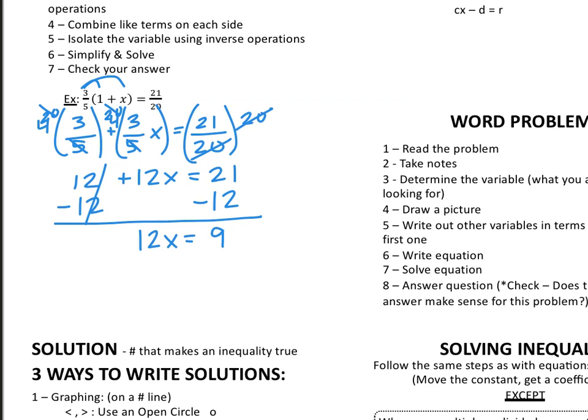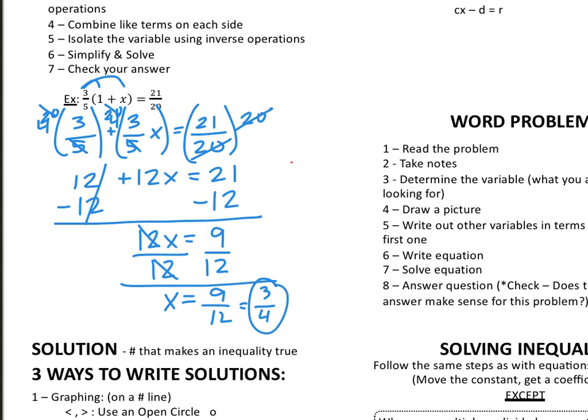Right now, x is being multiplied by 12, so in order to get it alone, you want to do the inverse operation. You're going to divide by 12 on both sides using the division property of equality. 12 divided by 12 is 1, so we're left with x is equal to 9 over 12, and you always want to simplify your fractions, so we could divide by 3 on the top and the bottom, and we're left with 3/4. To check your answer, you would plug your answer back in where x is, so we have 3/5 times 1 plus 3/4. We're substituting that back in for x is equal to 21 over 20, and if you type that on your calculator, you should get true at the end, which shows that you did the problem right.